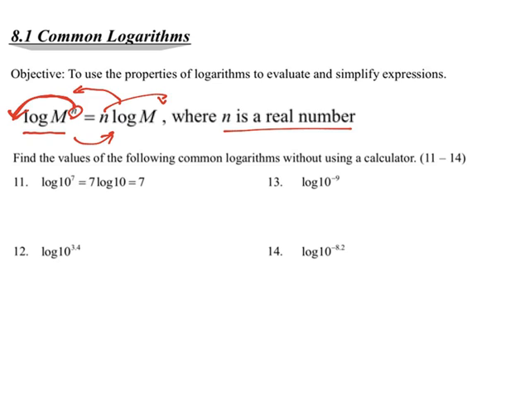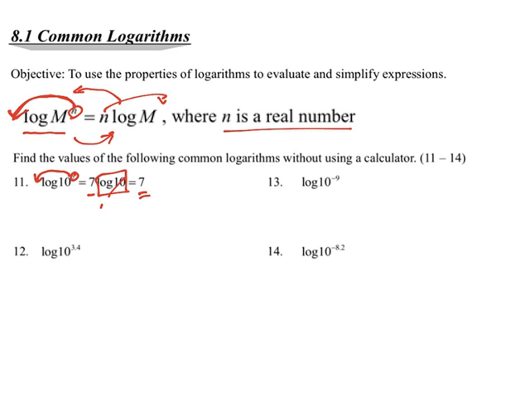Okay, let's see question 11. Question 11, we have log 10 power 7. So we can take the 7 to the front. That means the coefficient, it becomes 7 log 10. And then, what is log 10? Log 10 is 1. So 7 times 1. So the answer is 7.